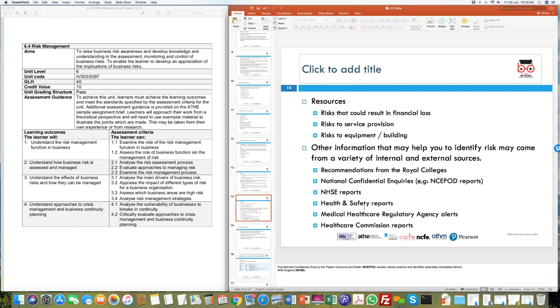So some of them come across from the statutory bodies which are working within this sector. It could be the Royal Colleges, it could be the NCPOD, which was the National Confidential Inquiry Service. We have various NHS trust reports. So NHSE is the National Health Service in England reports. You look at some of the other reports which some of the bodies bring out, and these reports basically look at identifying continuously the areas of risks, which could be both internal and external.